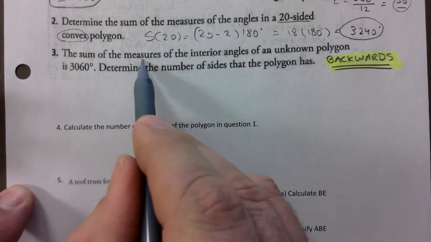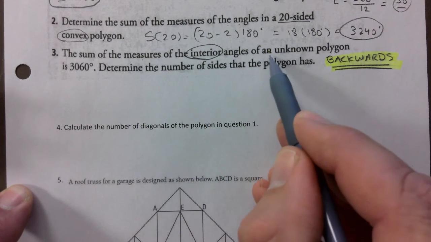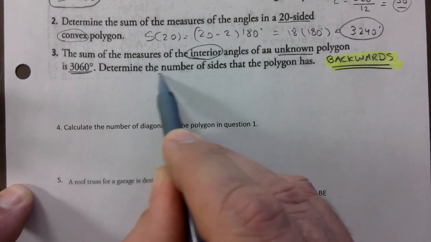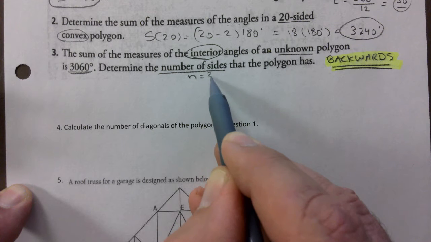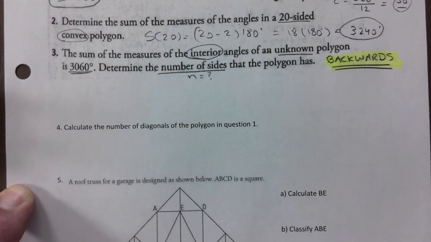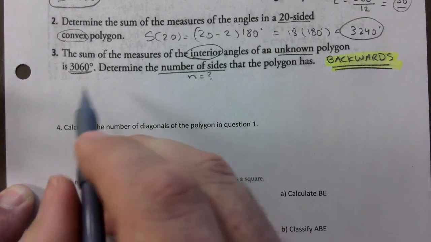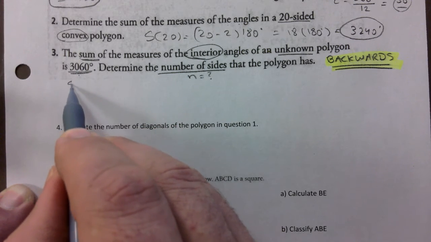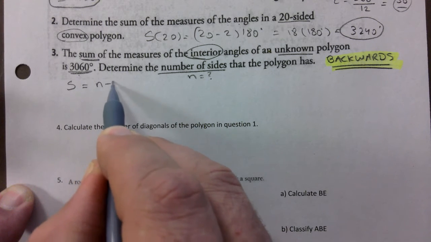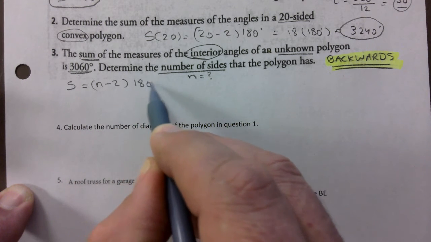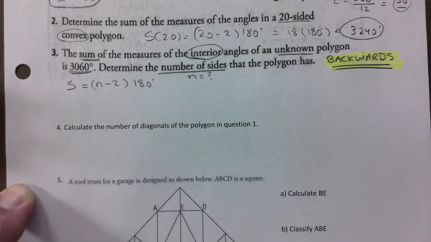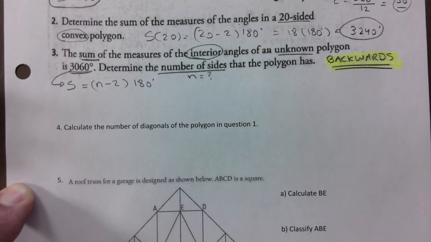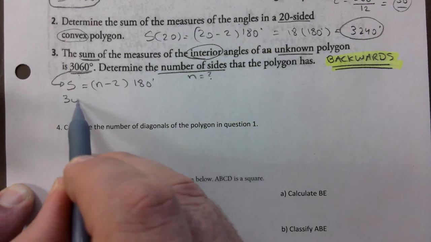So the sum of measures of interior angles in an unknown polygon is 3,060. Determine the number of sides. They're asking you for n. Usually you're given that, now they're asking you for it. And because it's the sum of interior angles, you're using this formula. Sum is n minus 2 times 180. You take the sum, you substitute that in. In this case, they give you that value.